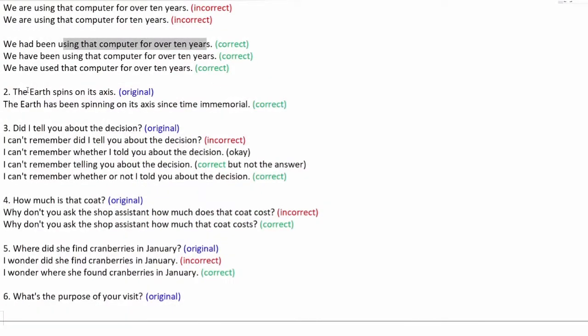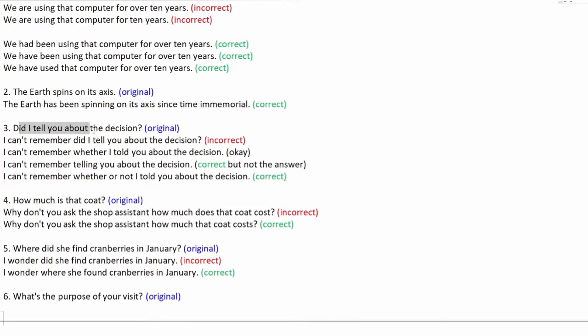The Earth spins on its axis. It's the original. So the Earth has been spinning on its axis since time immemorial. That means you can't remember since when? Since a very long time. Right, so since time immemorial. That means you don't know the exact date. It's such a long time ago.